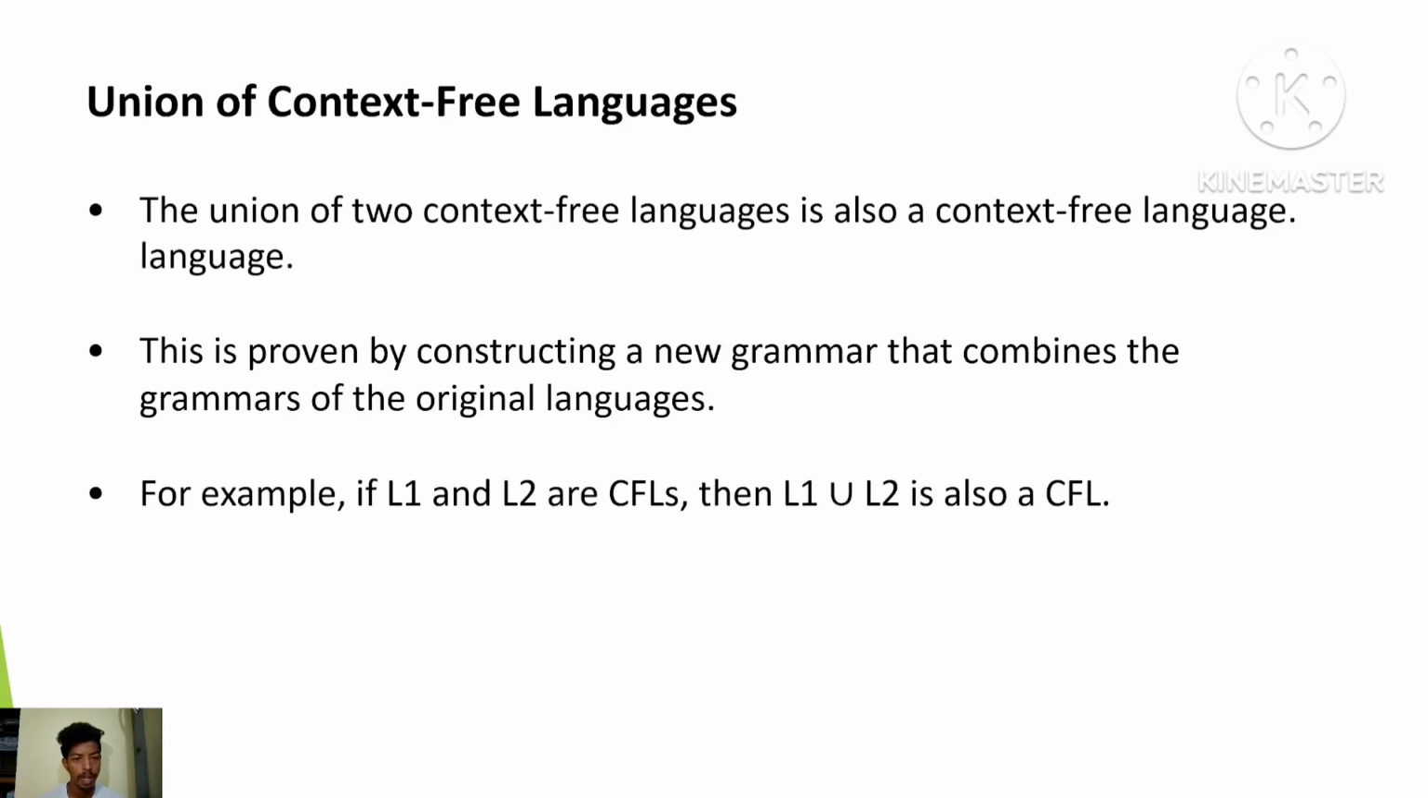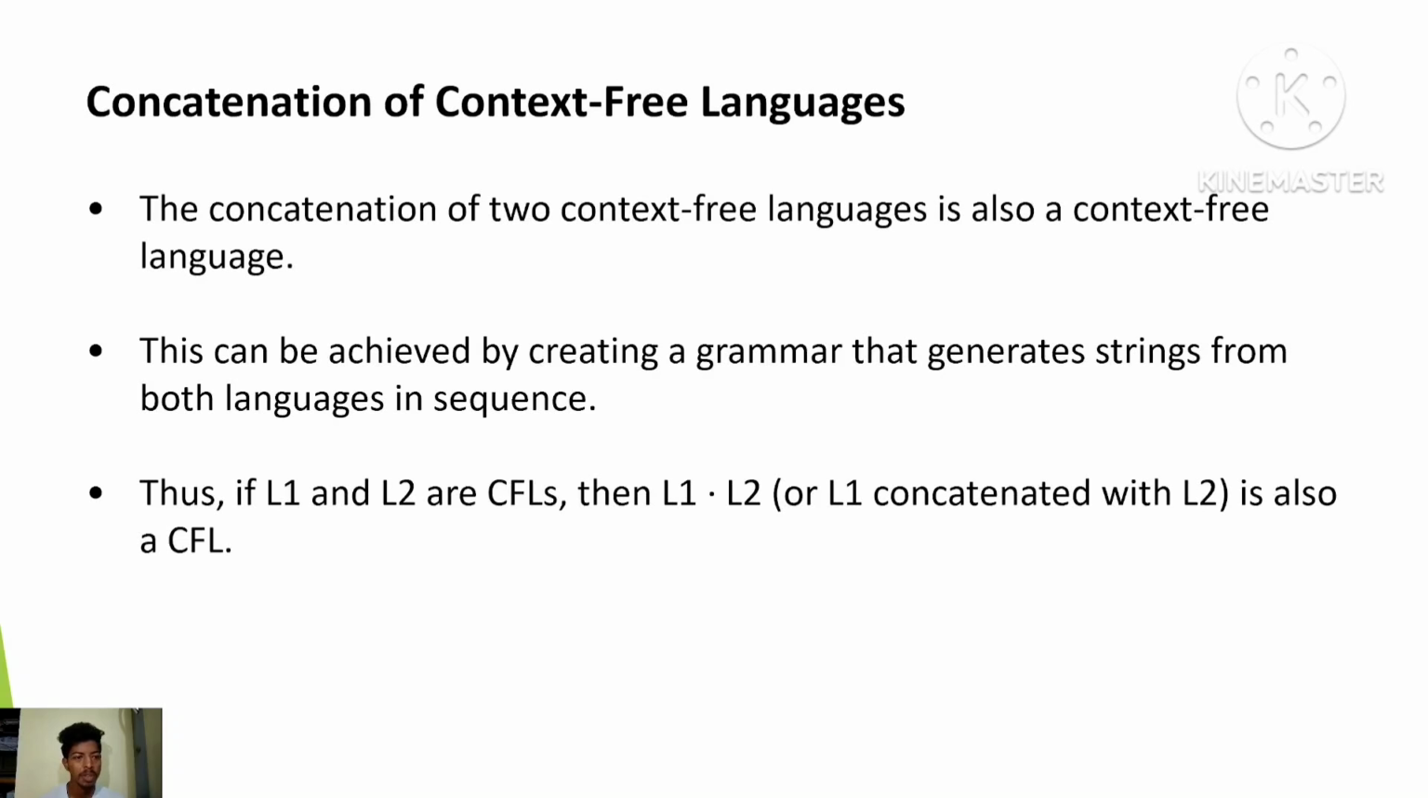Union of context-free languages. The union of two context-free languages is also a context-free language. This is proven by using a new grammar that combines the grammars of the original languages. For example, if L1 and L2 are CFL, then L1 union L2 is also a CFL.